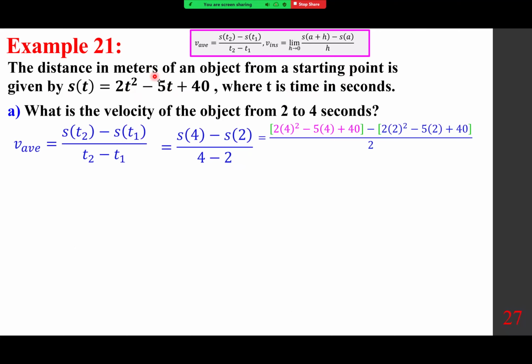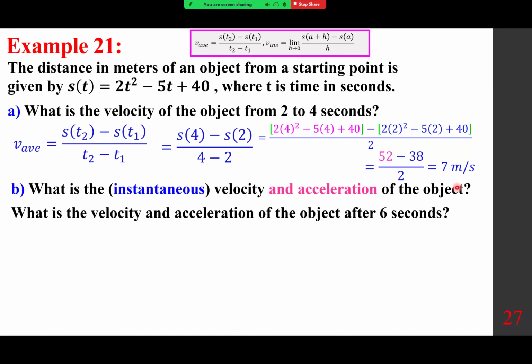So this is 2 times 4 squared minus 5 times 4 plus 4, and this one is 2 times 2 squared minus 5 times 2 plus 4. The difference divided by 2 gives you 7 meters per second. That is elementary algebra. This is the part which is calculus. What is the instantaneous velocity and acceleration of the object? What is the velocity and acceleration of the object after 6 seconds?